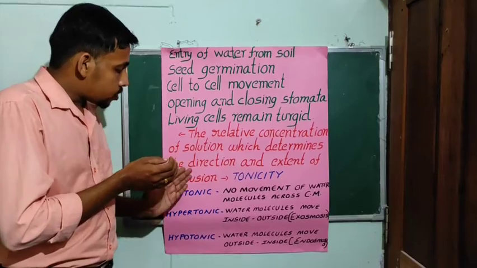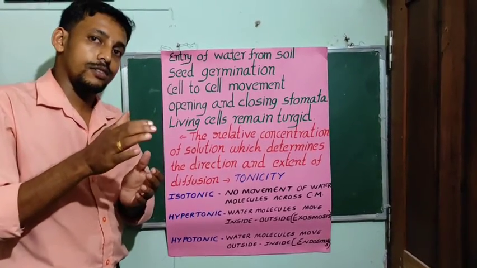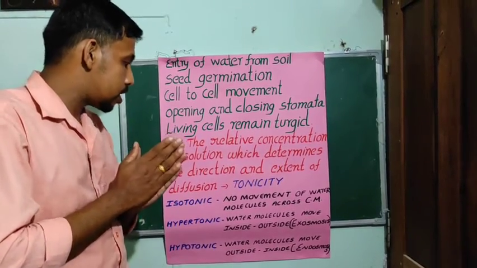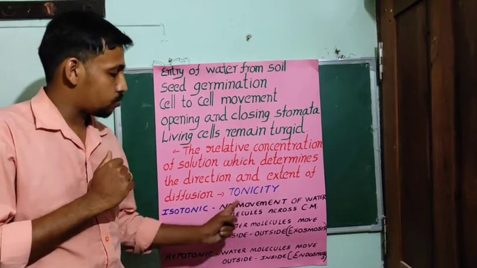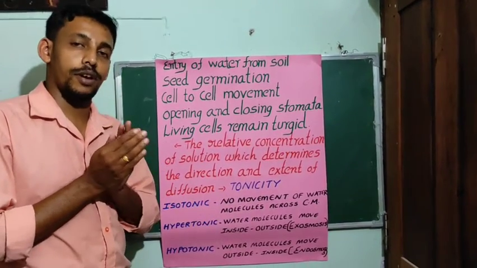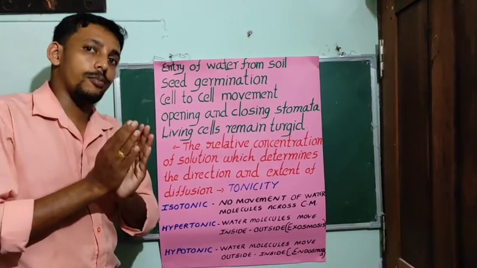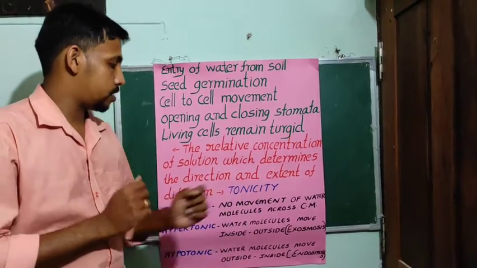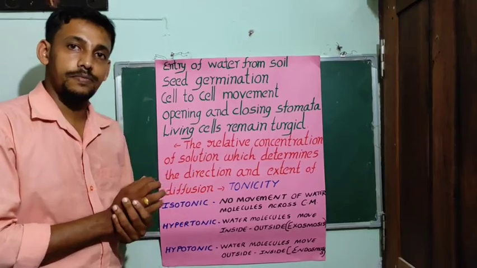In the case of an isotonic solution, the outside and inside media of the cell membrane are almost similar. That means there is no movement of water molecules across the cell membrane. In an isotonic solution, the cell remains unchanged because there is no movement of water molecules across the cell membrane.